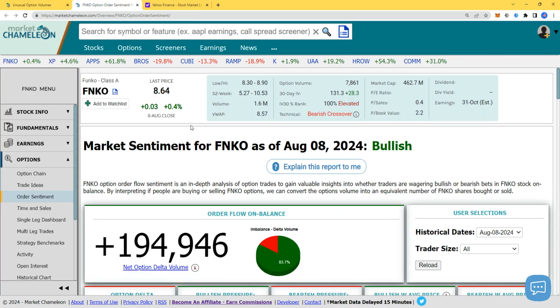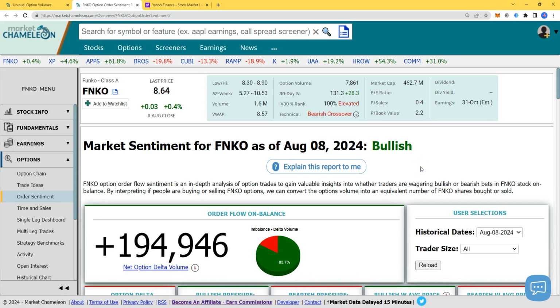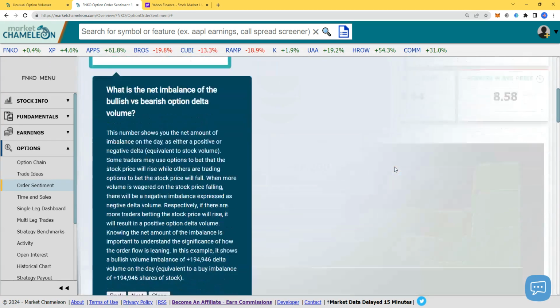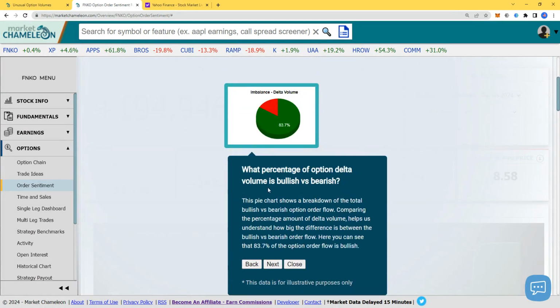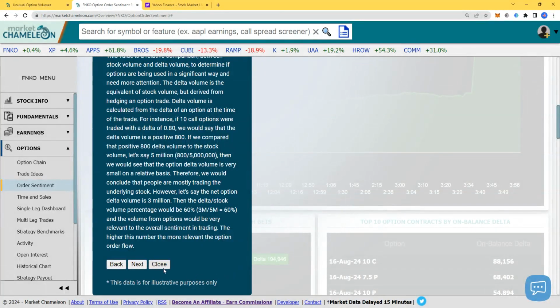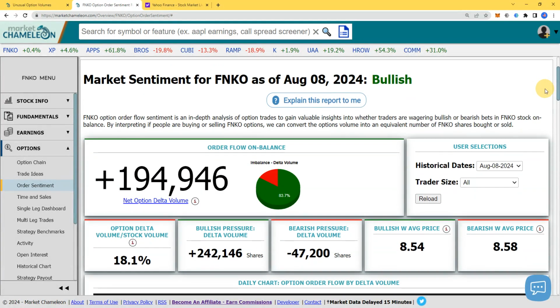So if you click here, okay, market sentiment, FNKO, bullish. And this is actually a very nice part of Market Chameleon. I haven't really noticed until yesterday. Explain this report to me, and if you click, it says bullish, start your guided tour. I mean, there's so much stuff on this platform. What is imbalance? What percentage of option delta volume is bullish versus bearish? It explains everything. It's absolutely madness that this platform is like 99 bucks a month. It should be, I don't know, a lot more.